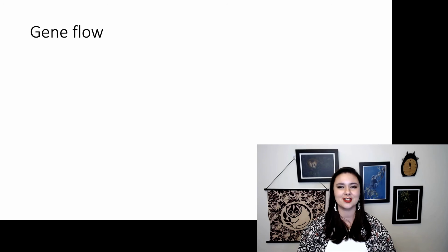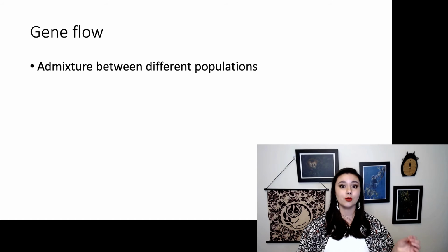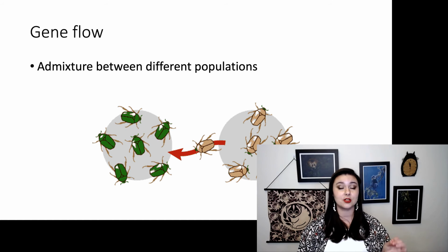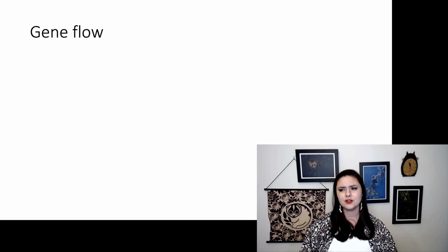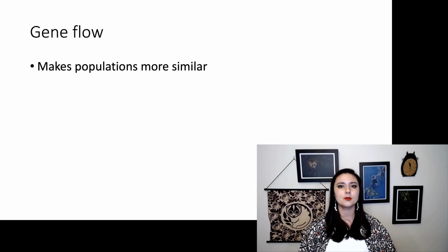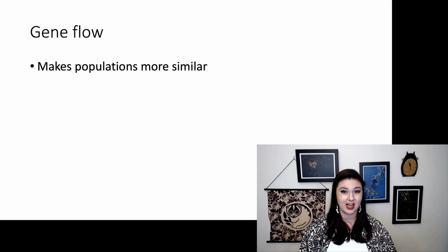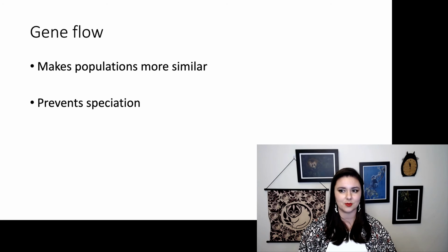The next one we want to talk about is gene flow. This means there's admixture between different populations, or someone is moving from one population to another and having children in the new population. Gene flow can be a little bit complex, but in general, it makes populations more similar, and it prevents speciation, or two populations becoming different species.